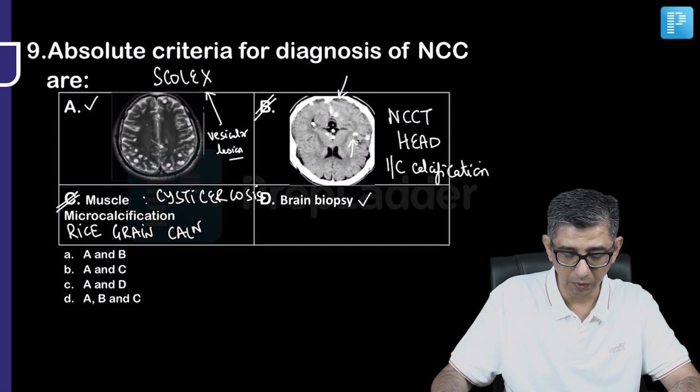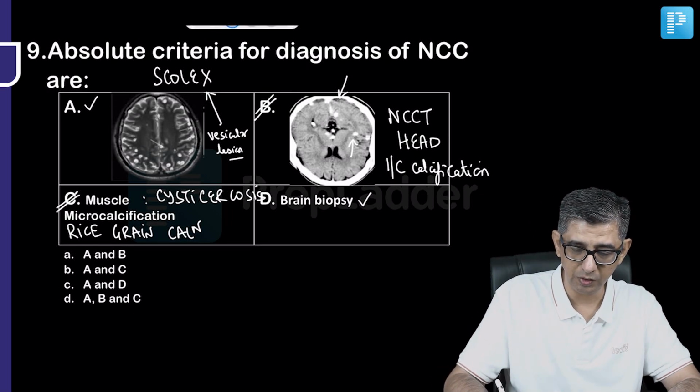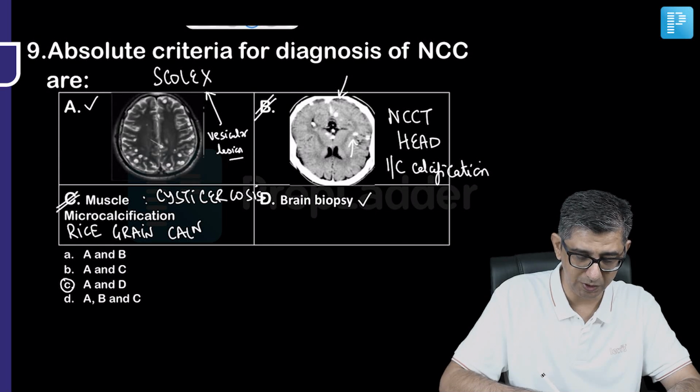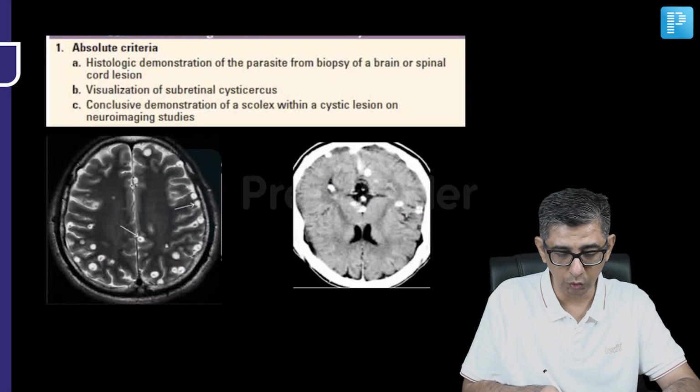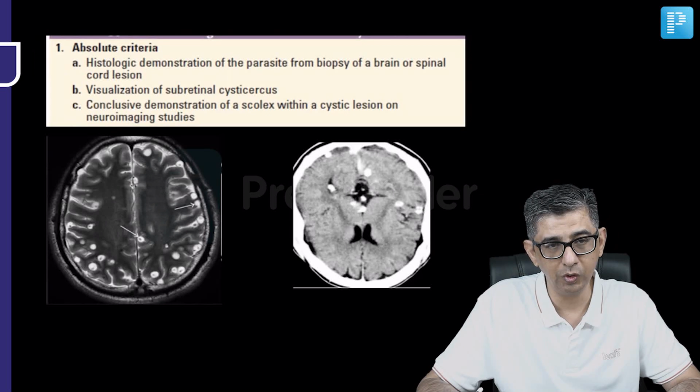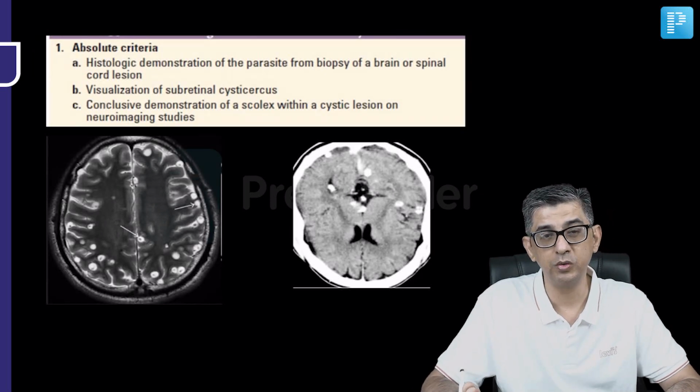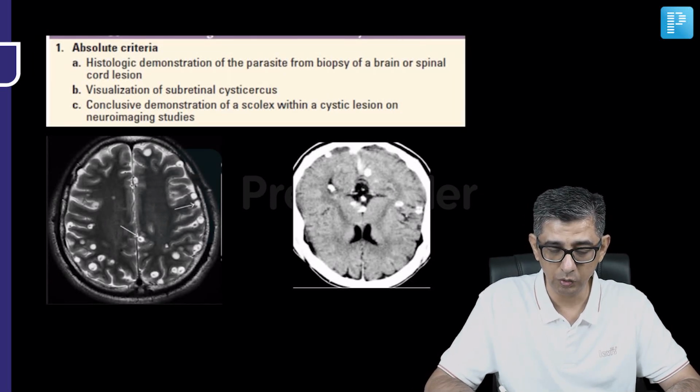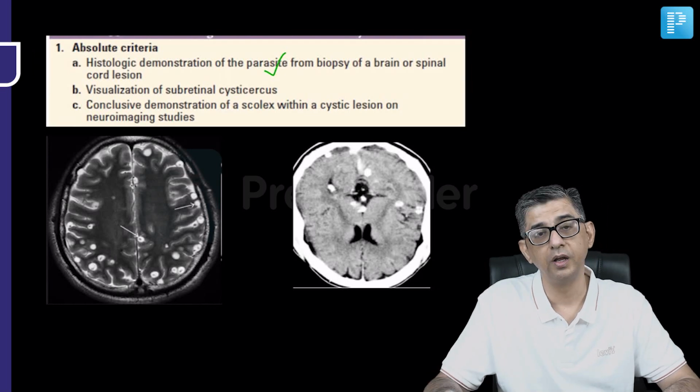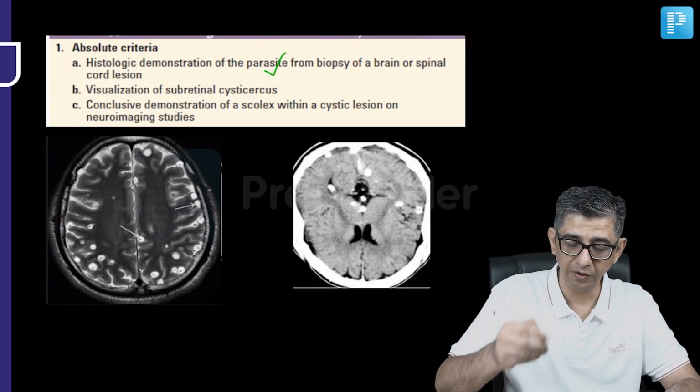So A and D will make the cut here, which is why the answer to this particular question is option number C. And I'll just show you the reference of the textbook also. It says one of the absolute criteria for diagnosis of neurocysticercosis is histopathological demonstration of the parasite, or you should be able to see it on a fundus examination.